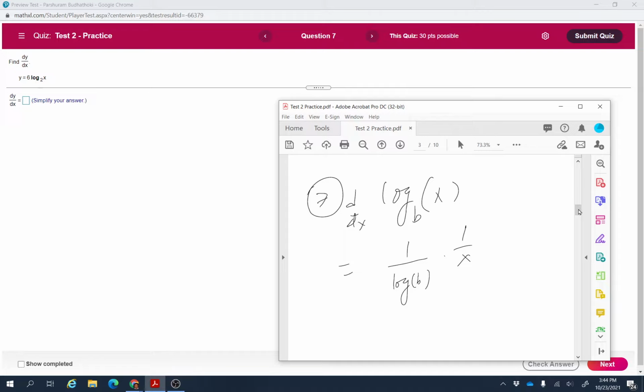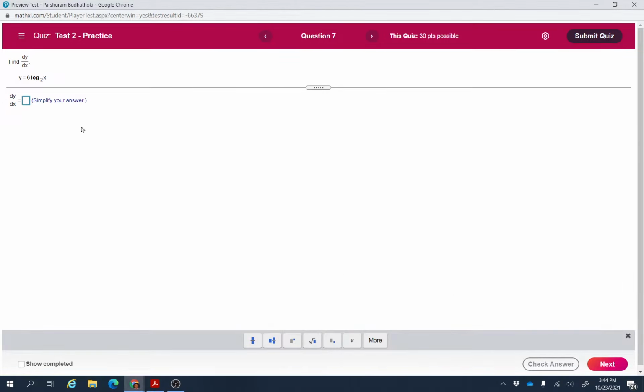Is that right? Yeah, so that is your derivative, because you can change log base b of x into log x over log b, or ln of x over ln of b, and if you find the derivative of log x, that will be 1 over x. There is a 6, so you just have to multiply this by 6, so it will be 6 over log 2.